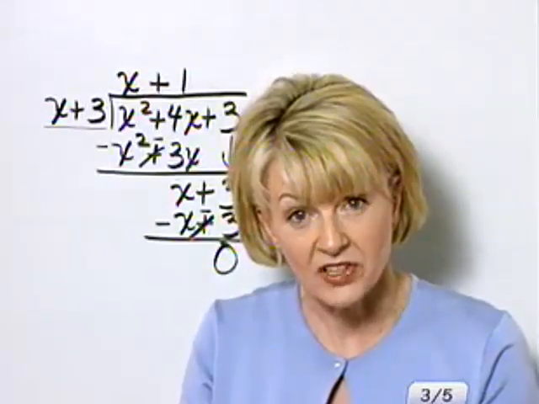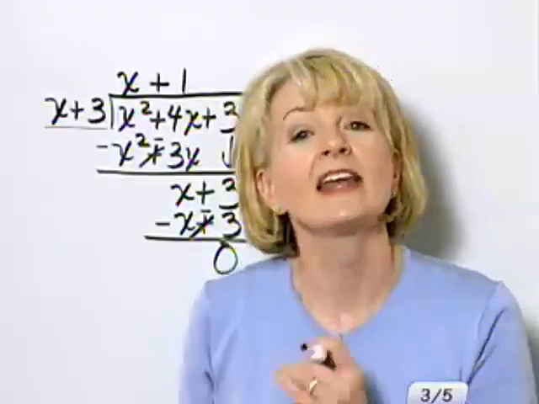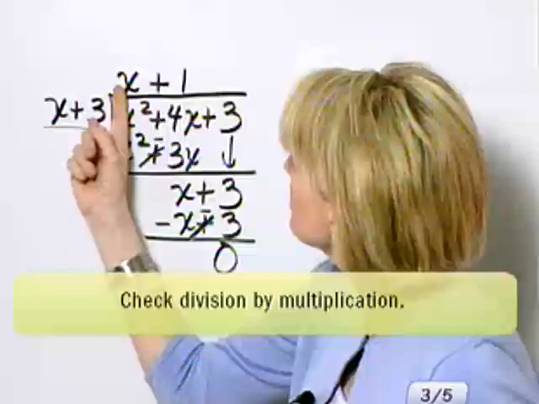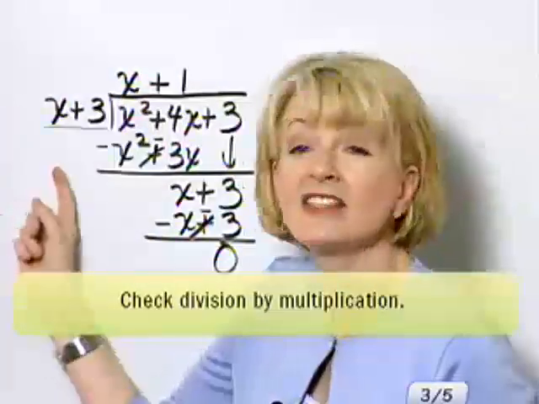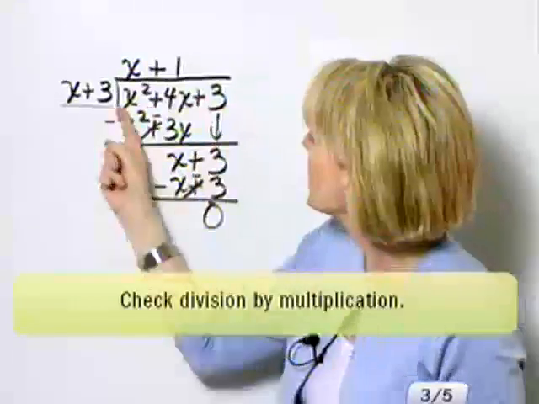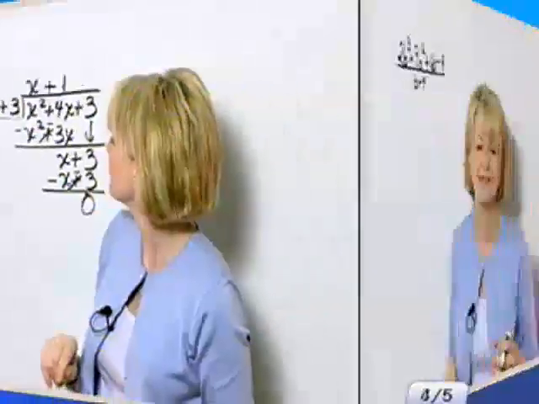What is the quotient then? The quotient is x plus 1, and how can we check? I'll let you check, but multiply x plus 1 times the divisor x plus 3. That product should be that dividend x squared plus 4x plus 3.